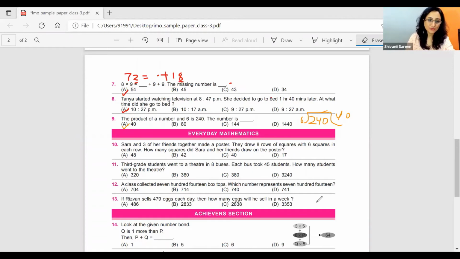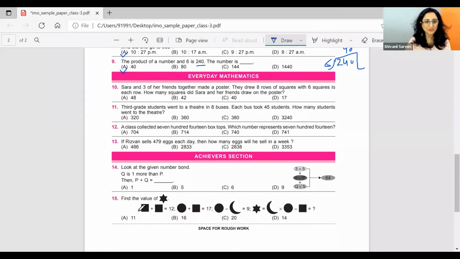Let's move on to question number 10. Sarah and her 3 friends together made a poster. They drew 8 rows of squares with 6 squares in each row. How many squares did Sarah and her friends draw on the poster? So there are 8 rows and every row has 6 squares. So 8 into 6 is 48. So option number 1, which is A, is correct, 48.